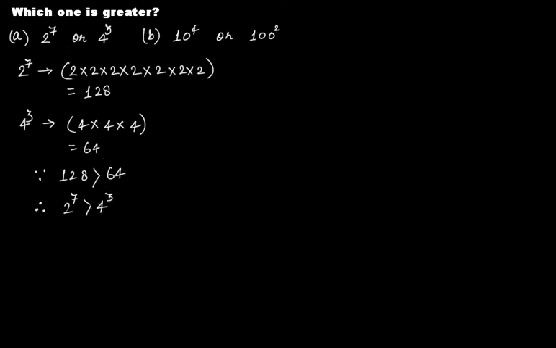In this one, 10 raised to the power of 4 can be written as 10 times 10 into 10 into 10, or it can be written as 1 and 4 zeros. The number of power this base is raised to, that is 4, you can simply put those many zeros here. So here it is 4 power, so put 4 zeros after 1. So this is 10,000.